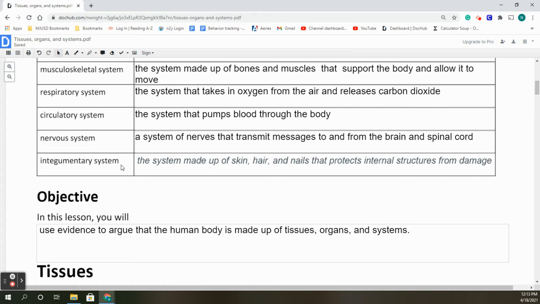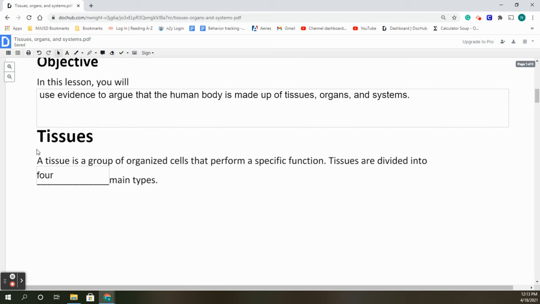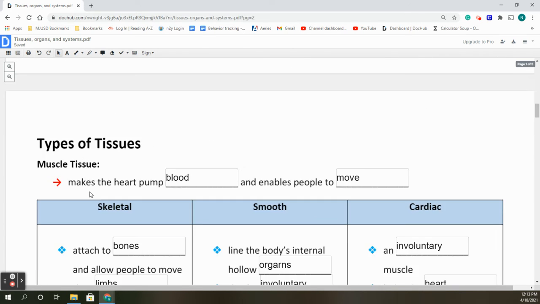Integumentary system. Say that 5 times fast. That's the system made up of skin, hair, and nails that protects internal structures from damage. Objective. In this lesson, you will use evidence to argue that the body is made up of tissues, organs, and systems. Tissues. A tissue is a group of organized cells that perform a specific function. Tissues are divided into 4 main types.